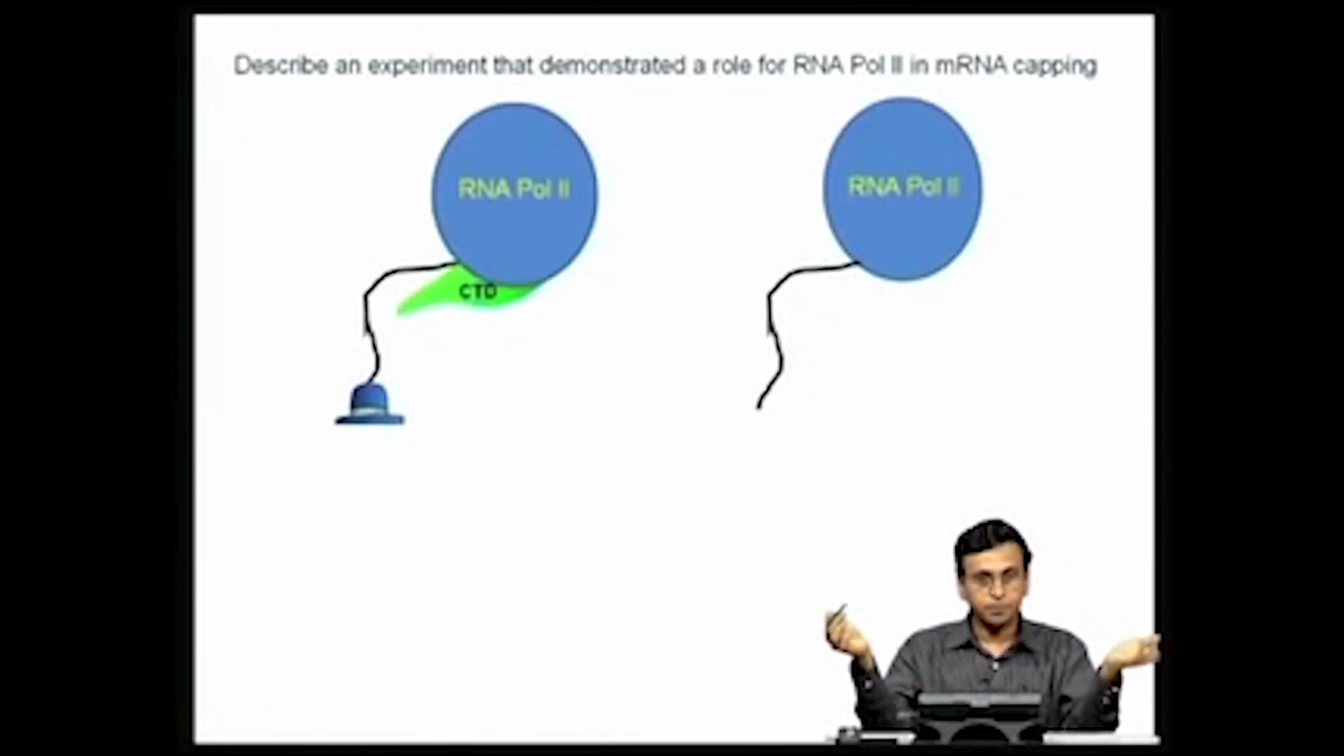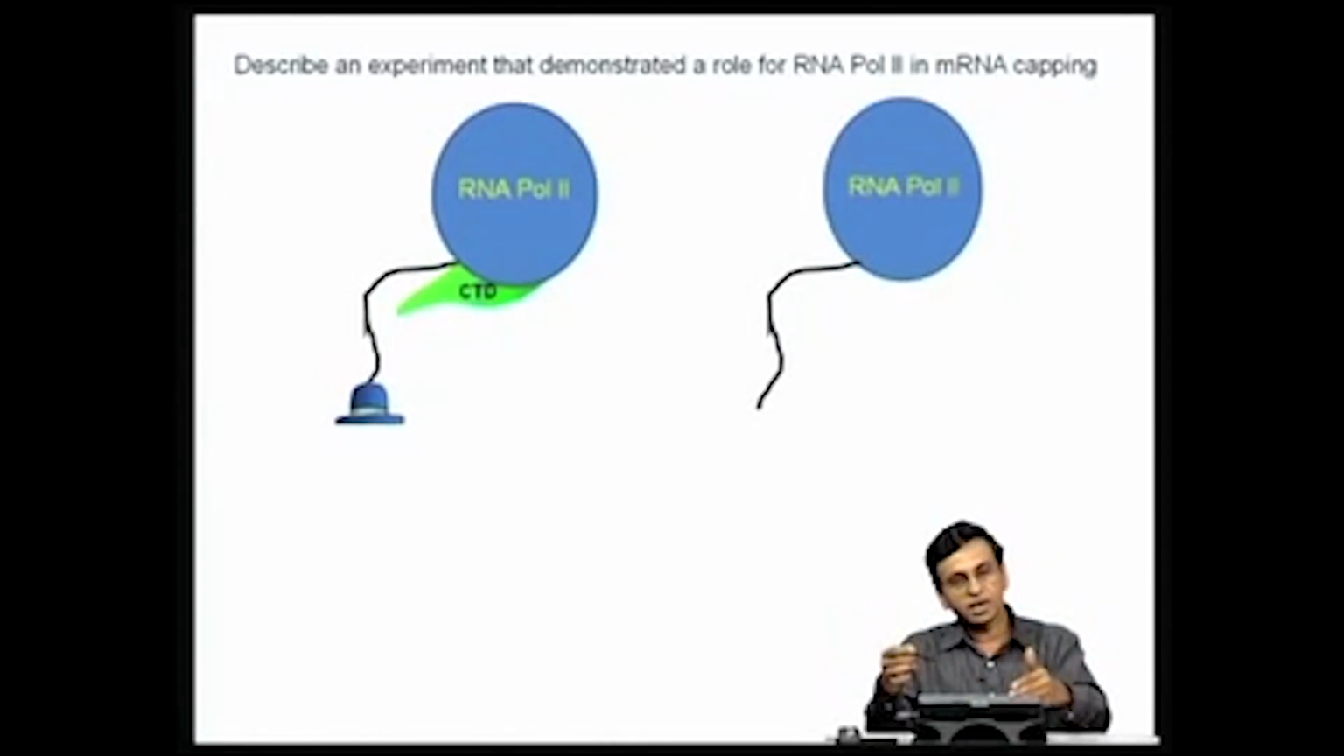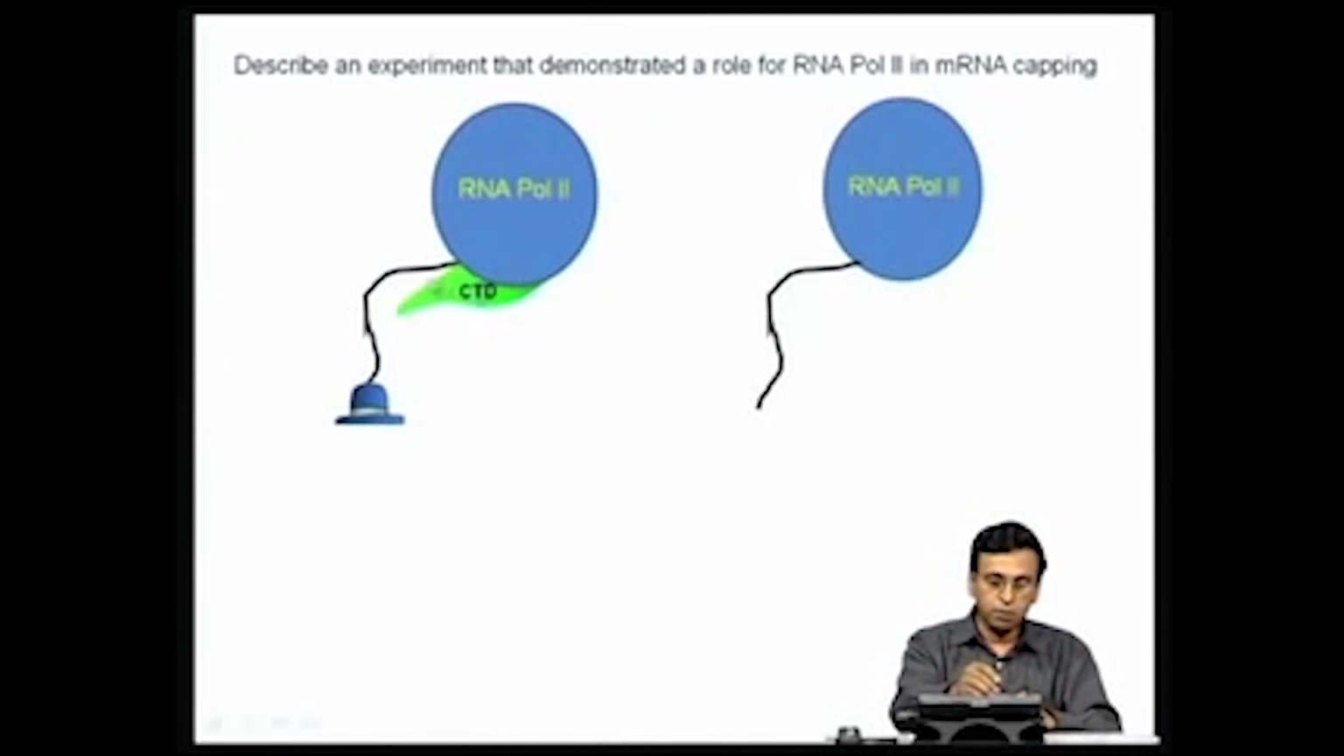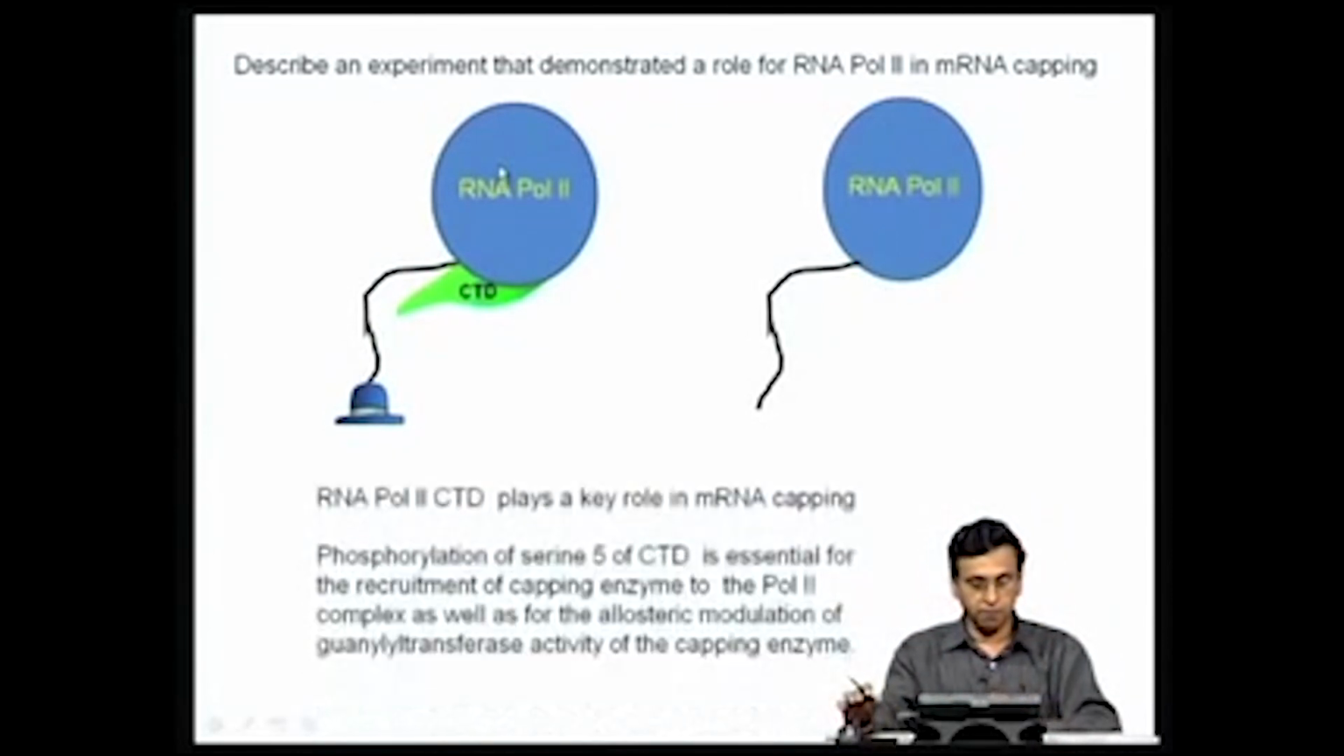efficiently capped. And what people later found with these kinds of experiments is that not only capping is affected in cells where the CTD is either truncated or mutated, other events like splicing and polyadenylation are also affected. So, using these kinds of in vivo experiments, people have clearly demonstrated that the C-terminal domain of RNA polymerase II plays a very important role in pre-mRNA processing.